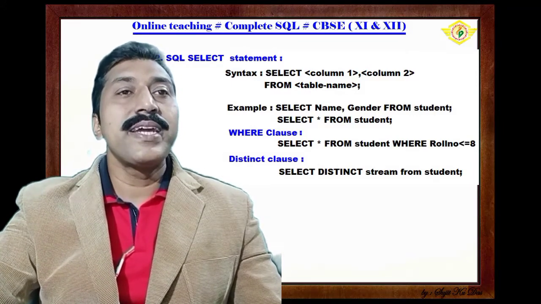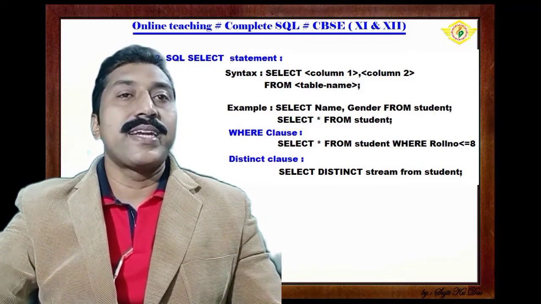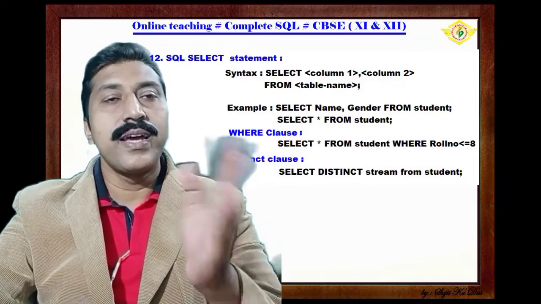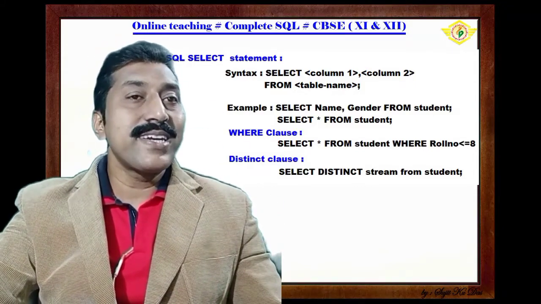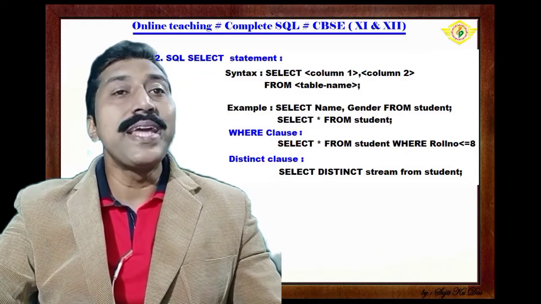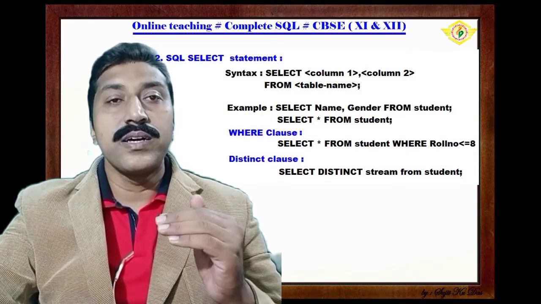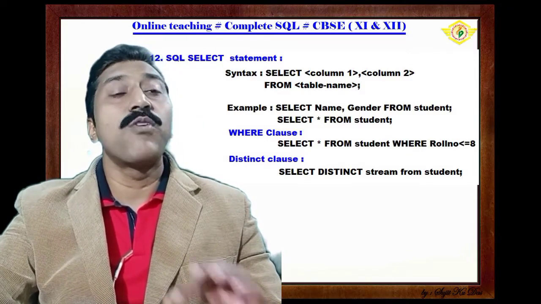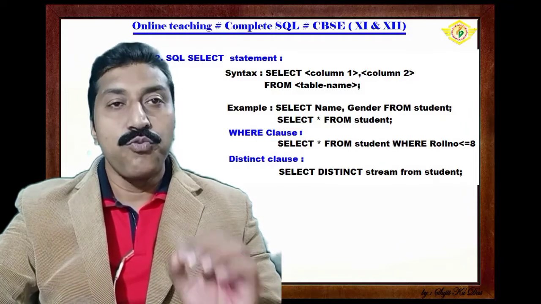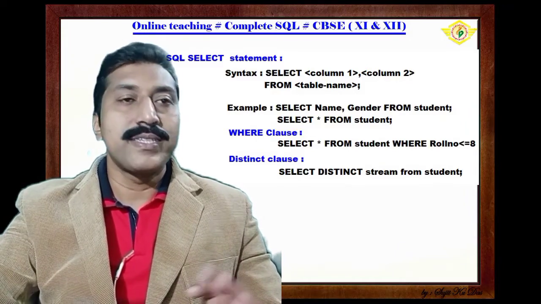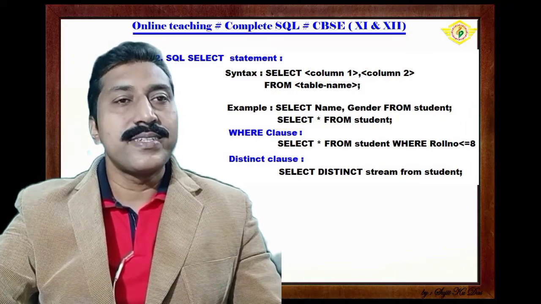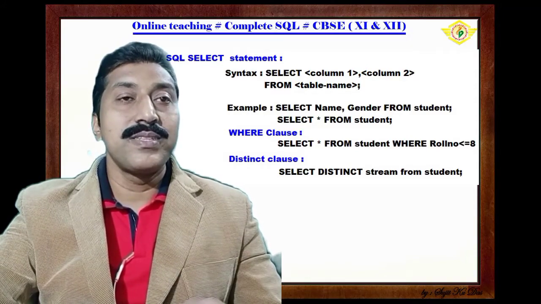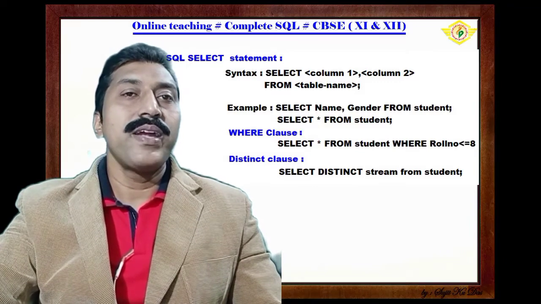Next, eliminating duplicate or redundant data. We can use the distinct clause. I'll discuss the distinct clause later also. The distinct clause is generally used to remove duplicate rows from the result of a select statement. It is used to retrieve only unique values for a column in a table. Example I am showing you: select distinct, then write the column name. Distinct means separate, means unique, from table name.